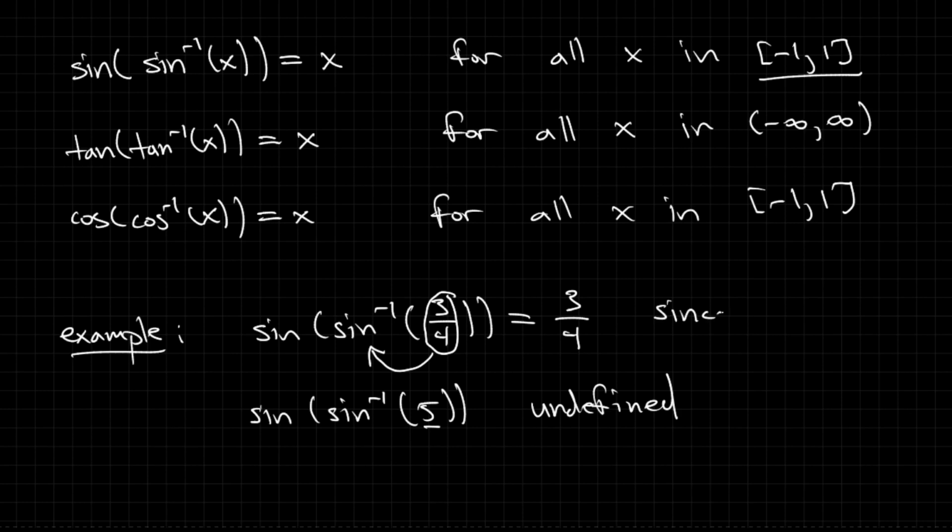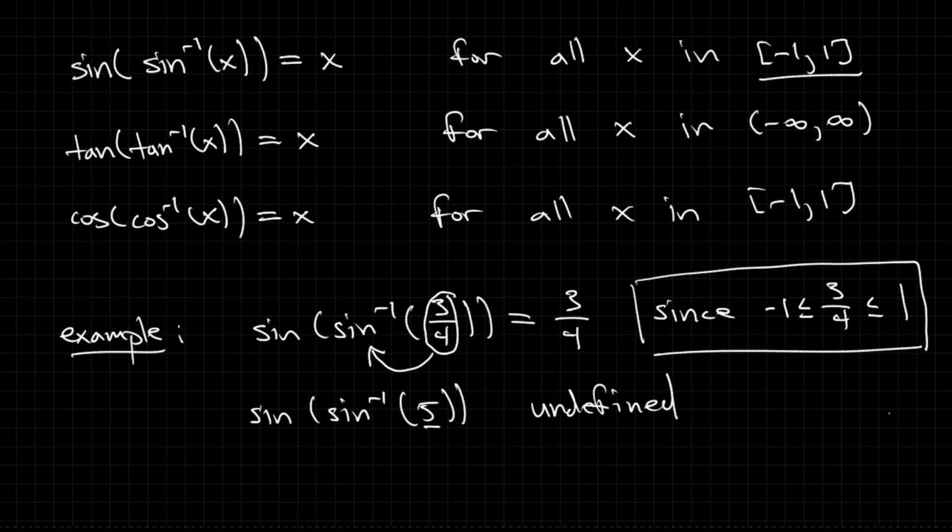So let's write that. Since, for this first one, minus 1 is less than or equal to 3/4, which is less than or equal to 1, I'm explicitly saying here that 3/4 is in the domain of the sine inverse function. However, the second one, sine of sine inverse of 5, is undefined, since 5 is bigger than 1. Now, if you replaced sine with tangent, then both of these examples would work out as you would expect.